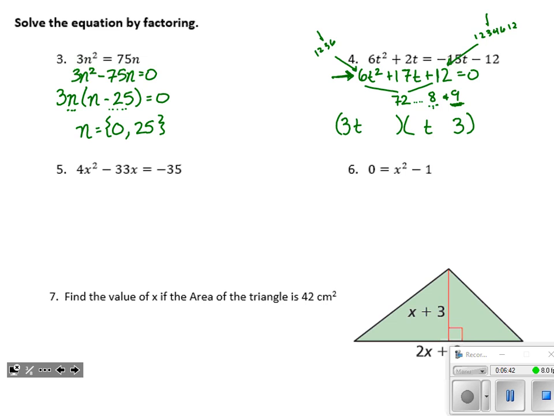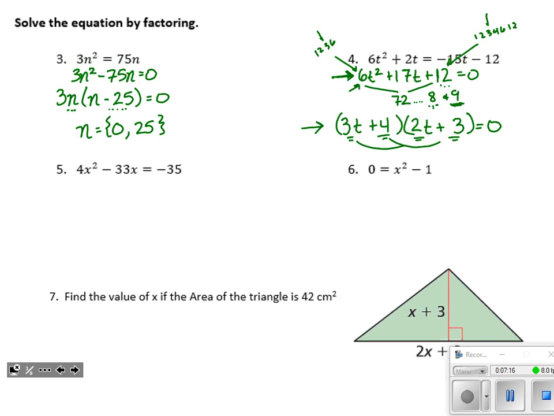Once I have that set up, then I can just say, first times first has to be first. So 3t times something t has to give me 6t squared. This must be a 2. Last times last has to produce a 12. This must be a 4. And in order to make that a positive 9, to make my last times last a positive 12, those are my factors. So that is the fastest way that I've found to factor these out. And because it does say to solve by factoring, I need to see this factored step.